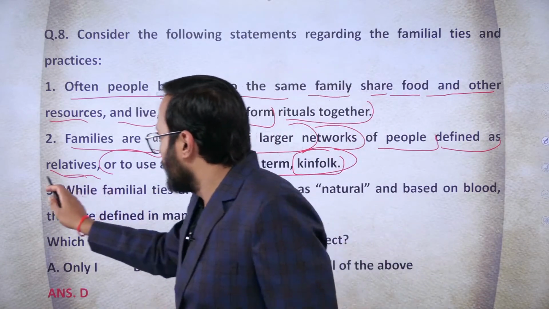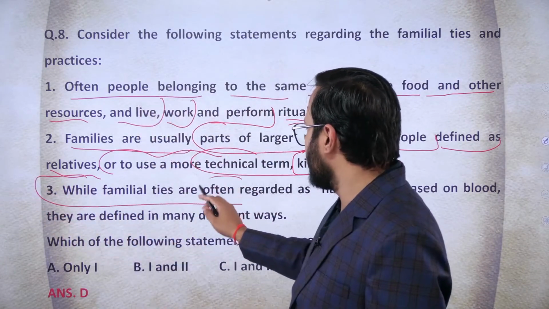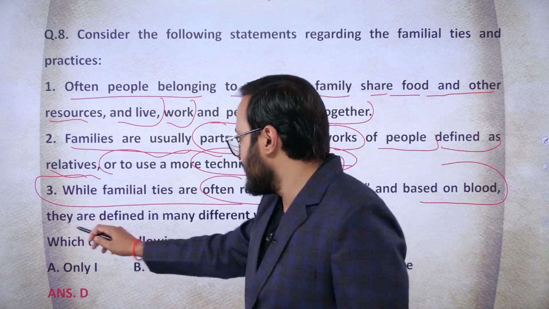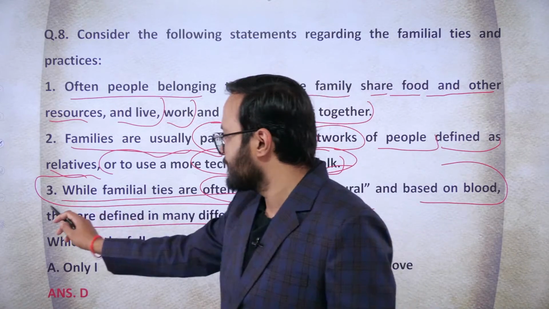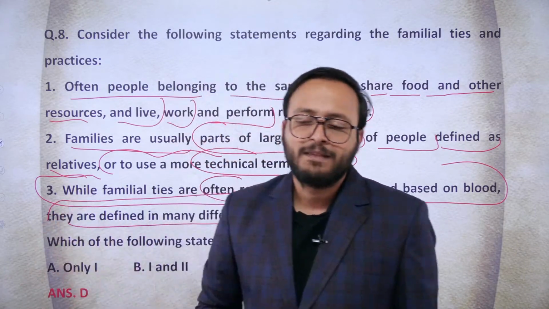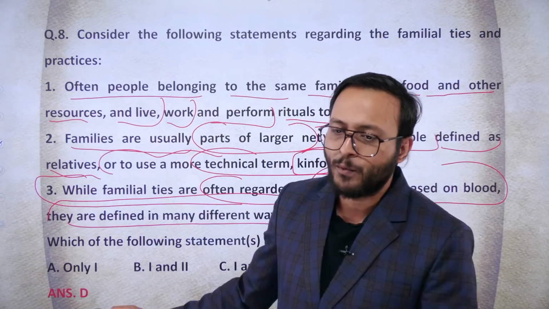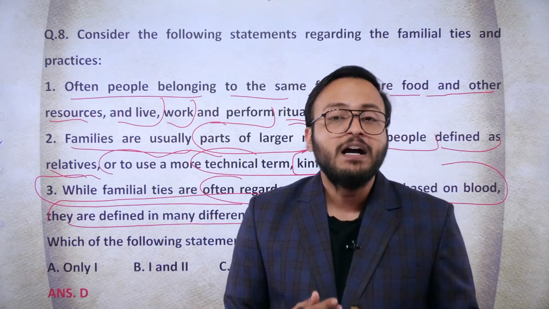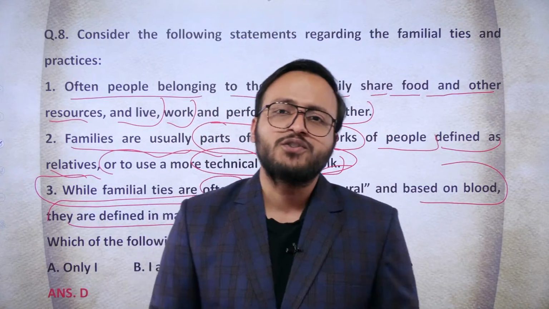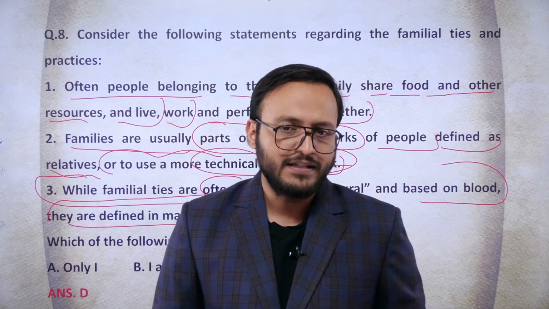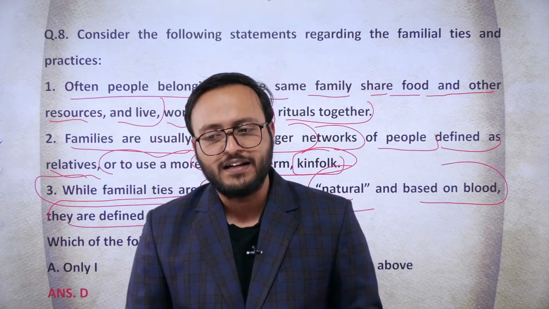Then, while familial ties are often regarded as natural and based on blood, they are defined in many different ways. Guys, this question is again an unusual question. So the answer is already provided here, option number D. Let me tell you that this particular question is from the new NCERT. It is not from R.S. Sharma, it is from the new NCERT.